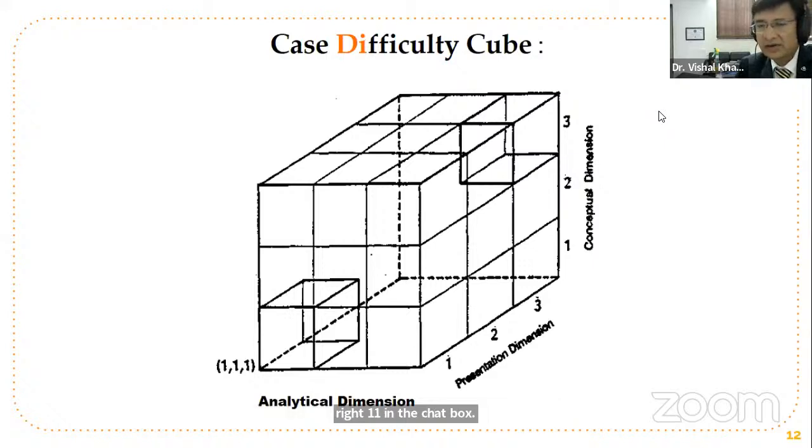Write 11 in the chat box. Yes, my dear friends, participants, I'm waiting for the response, faster. Or 12, if not understandable, write 12.